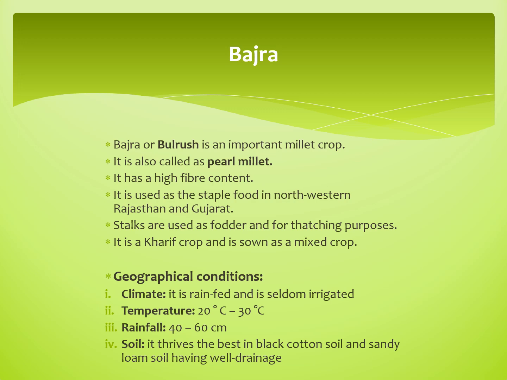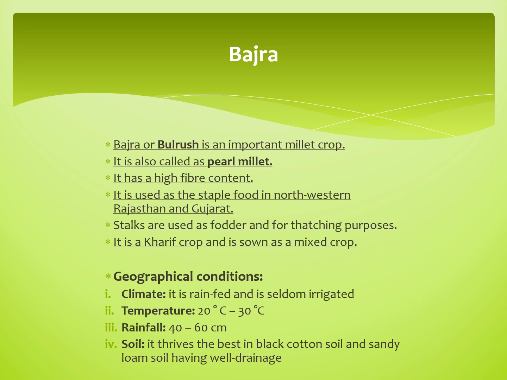The next important millet is Bajra. Bajra is also known as bulrush and is an important millet crop. It is also called as pearl millet. It has a high fiber content. It is used as a staple food in northwestern Rajasthan and Gujarat. Stalks are used as fodder and for thatching purposes. It is a kharif crop and is sown as a mixed crop.